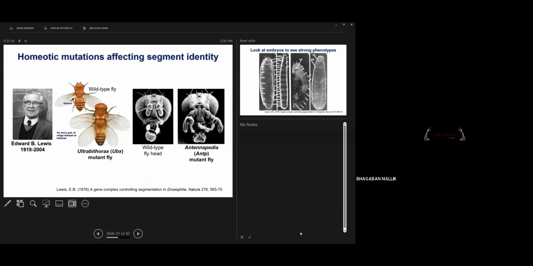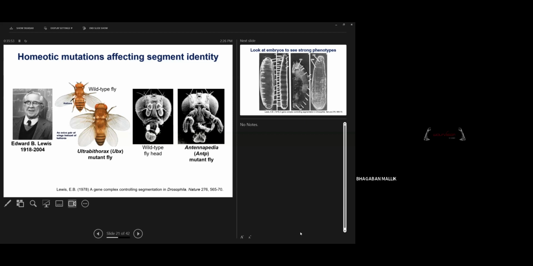So it affects the segmentation, because it doesn't follow the normal segmentation. In normal segmentation, you have a head, a thorax, and the abdomen. In the thorax, you have T1, T2, T3. In the abdomen, you have A1 to A8, or sometimes A9.